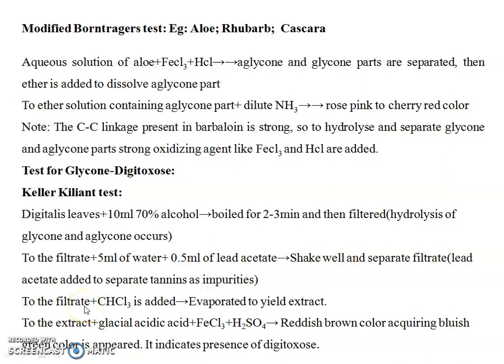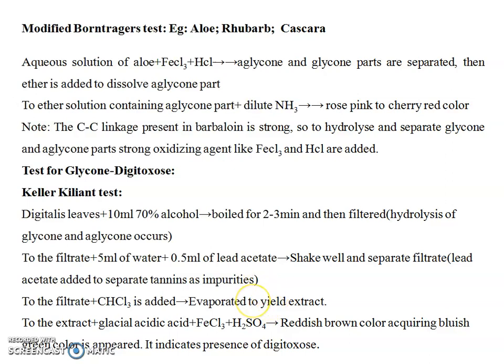Okay, now the filtrate contains the aglycone and glycone parts. To that chloroform is added and then it is evaporated. So here you are going to get the extract. To prepare this cardiac glycosides extract, you have to hydrolyze, then precipitate the tannins. After that, you add the chloroform to dissolve the glycone and aglycone. Then you evaporate it. So what are you going to get? You are going to get those glycone and aglycone parts.